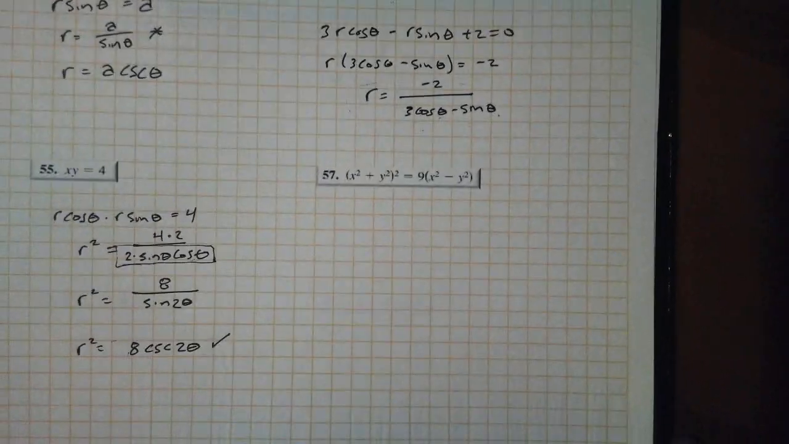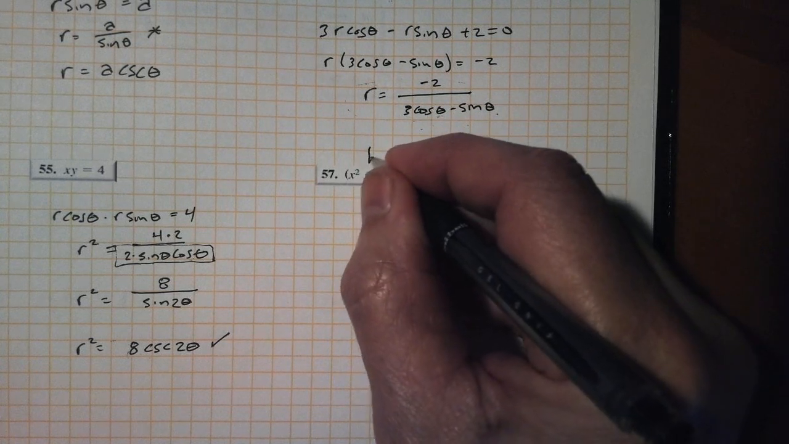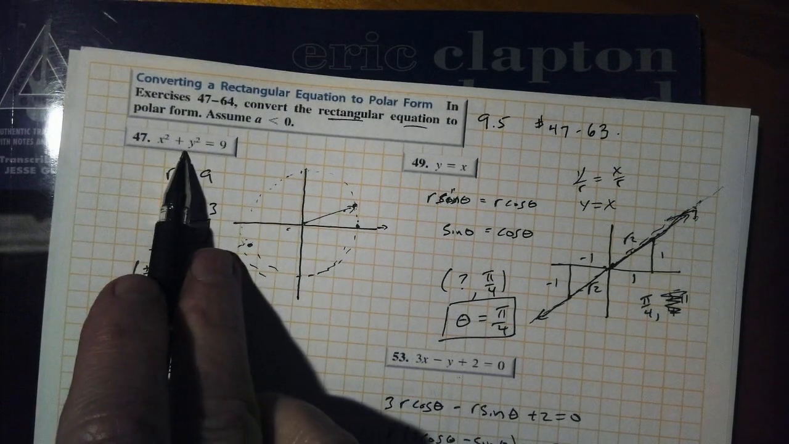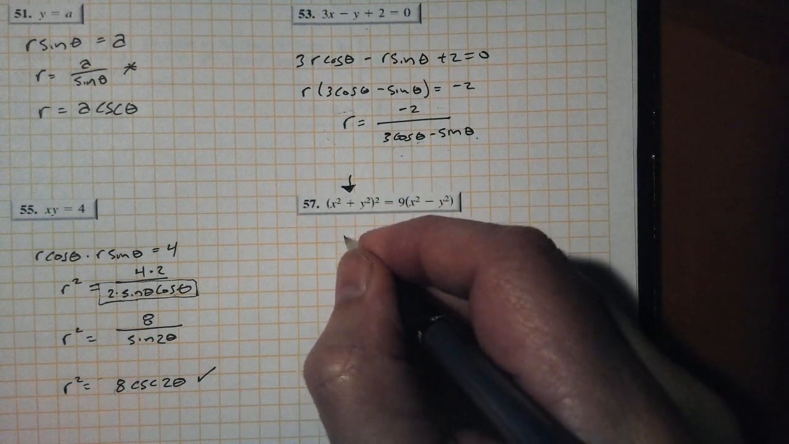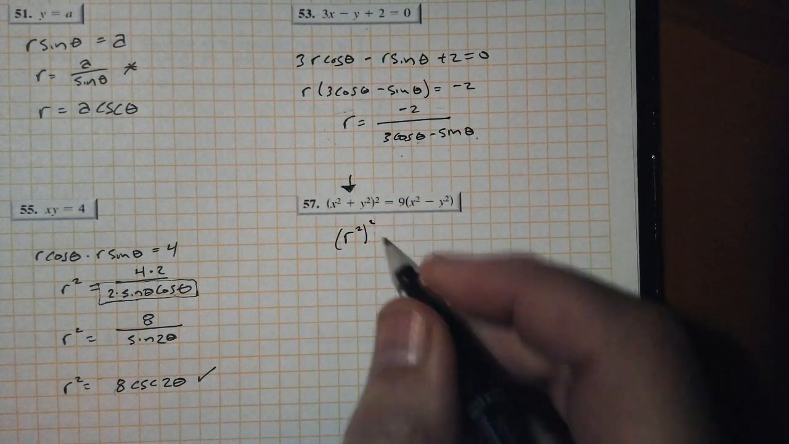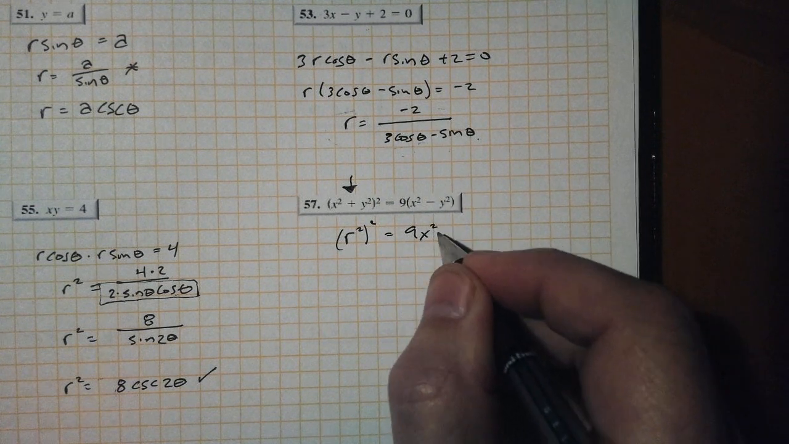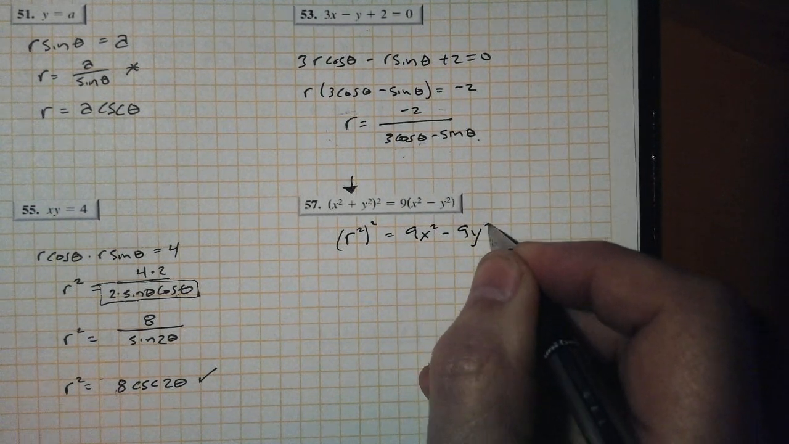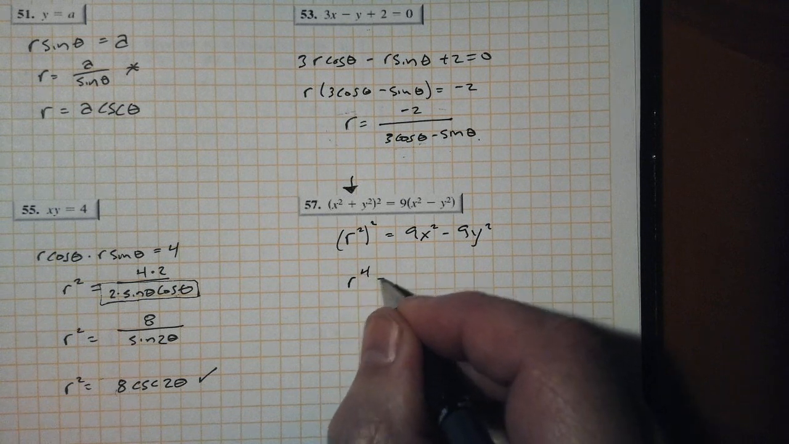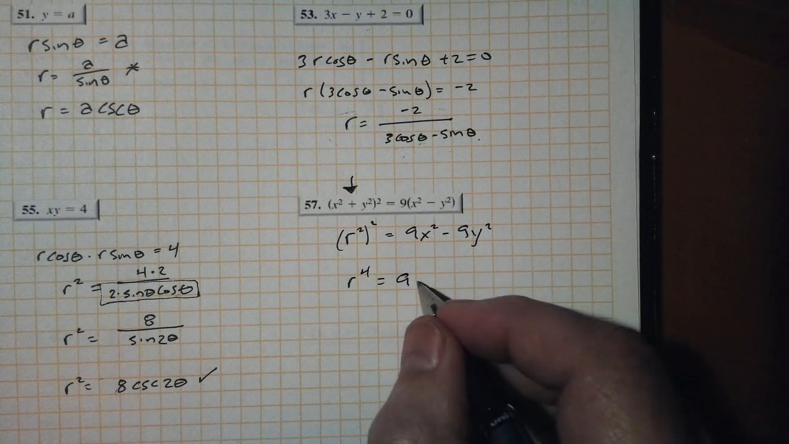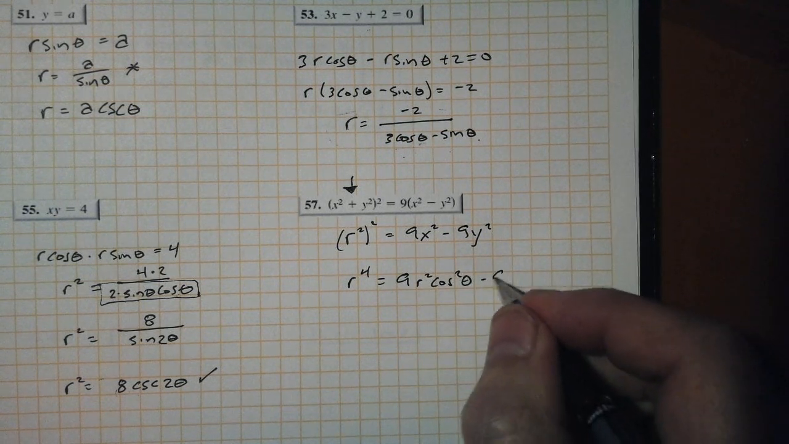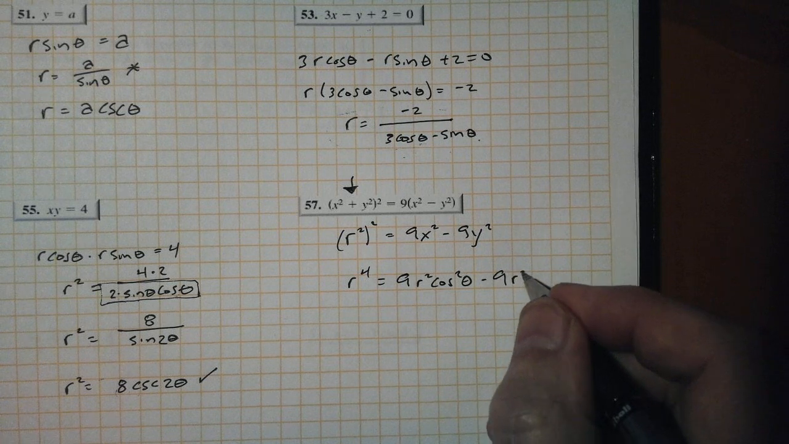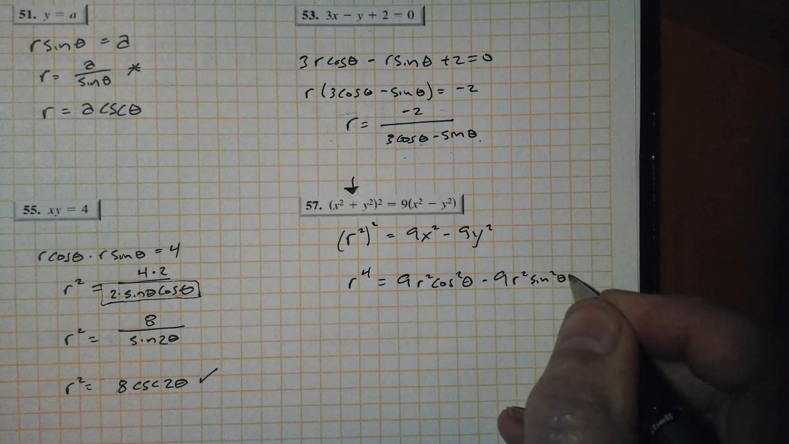Okay. X squared plus y squared. You don't get that opportunity very often, but we had it up here. X squared plus y squared is r squared. So 57, this is r squared squared equals 9x squared minus 9y squared. That is r to the 4th equals 9 times r squared cosine squared theta minus 9 times r squared sine squared theta.